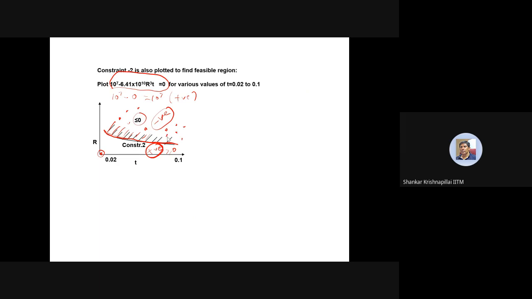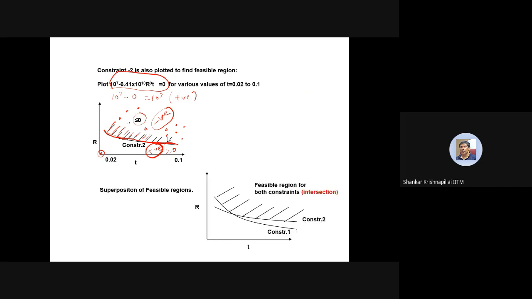Now you have to find the intersection of the two constraints. You can plot it. This is constraint 1, and this is constraint 2. This hatched region satisfies both constraints. That is the intersection of the two constraints.